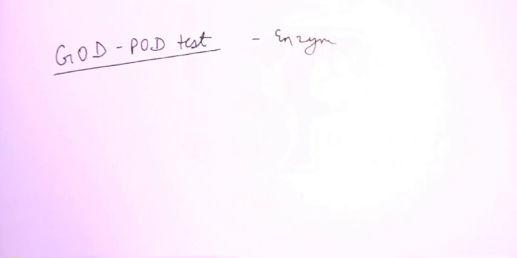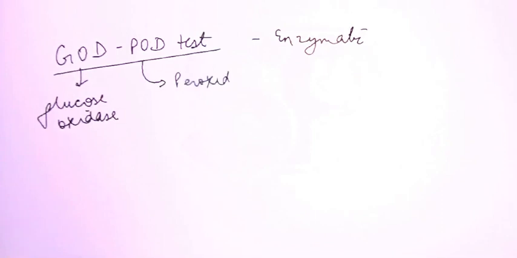Now routinely blood glucose estimation is done. At that time, which test is used in the lab for doing this blood glucose estimation? That is one enzymatic method known as GOD-POD test. GOD-POD test is an enzymatic test. See the full form. GOD stands for glucose oxidase and POD stands for peroxidase.